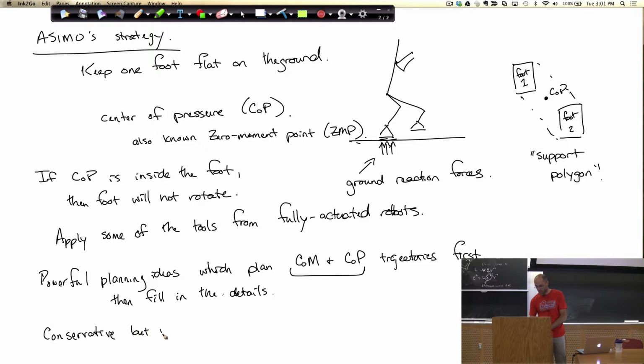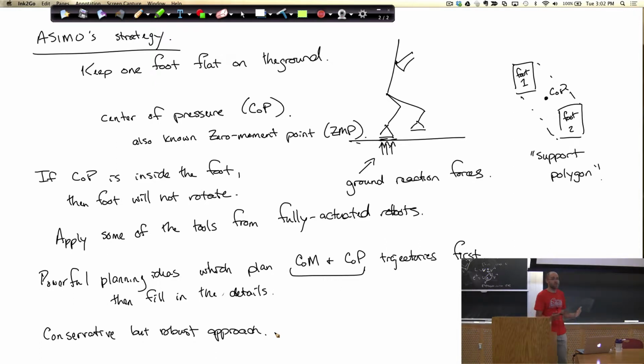It's a conservative but robust approach, right? So Asimo walks around everywhere. He walks around office environments. He's ringing the bell on the stock exchange. He's conducting symphony orchestras. He's doing stage shows. I mean, that's a level of sophistication that most of our robots have not reached, right? So it really works well.